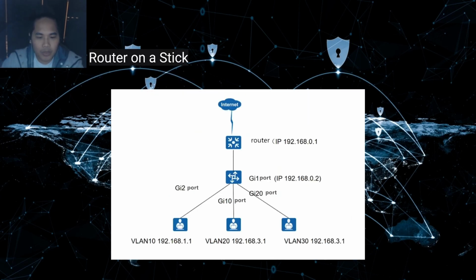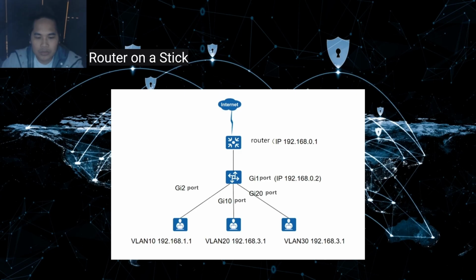Now we talk about router on a stick. Here the router connects to the internet with the IP 192.168.0.1. Gigabit port 1 on the switch connects to the router with IP 192.168.0.2. That's the trunk link carrying all VLANs. The router splits that single physical connection into sub-interfaces, where G2 handles VLAN 10 with IP address 192.168.1.1, G10 handles VLAN 20 with IP 192.168.3.1, and G20 handles VLAN 30 with IP 192.168.3.1.